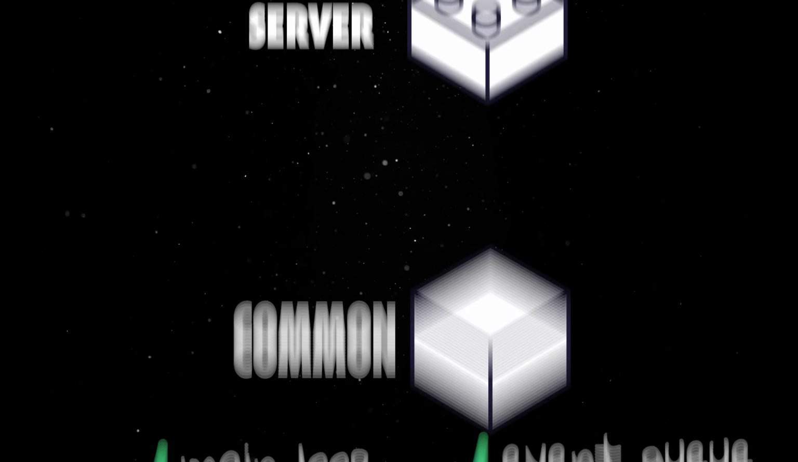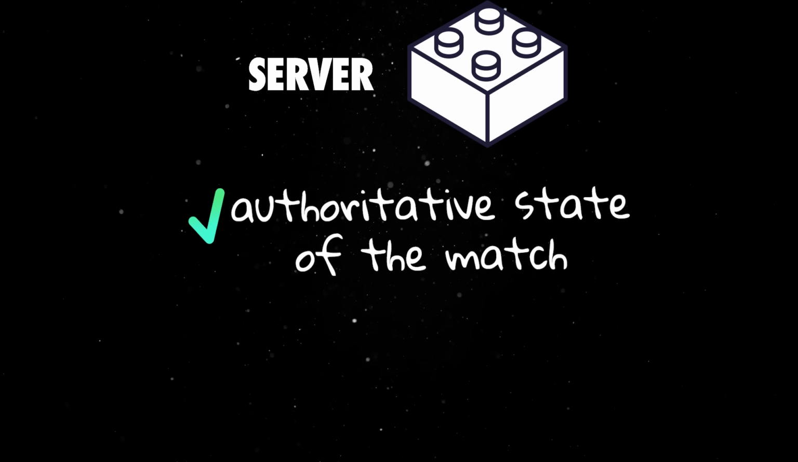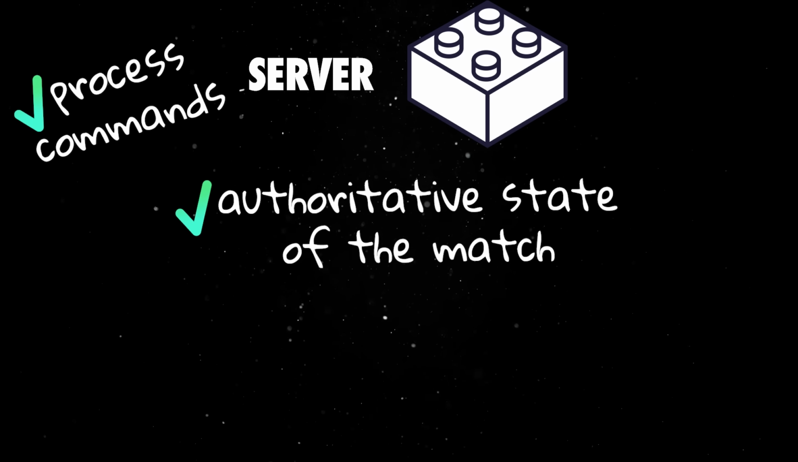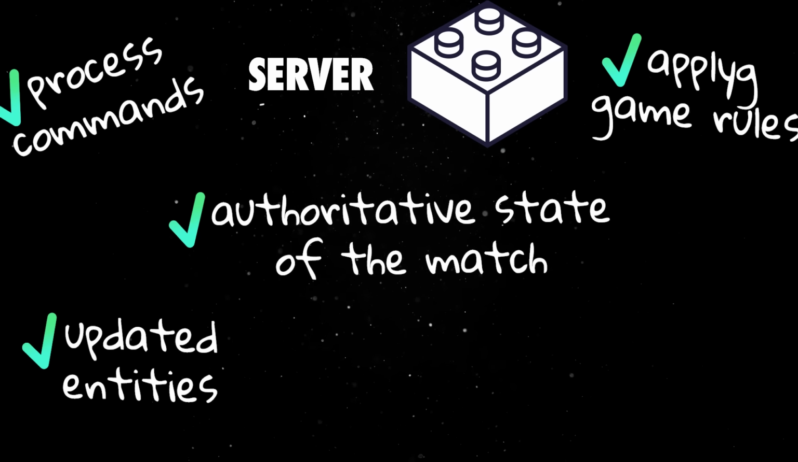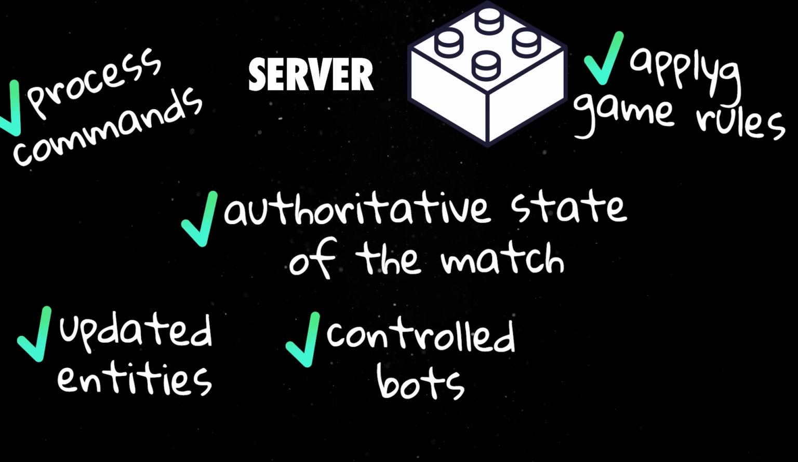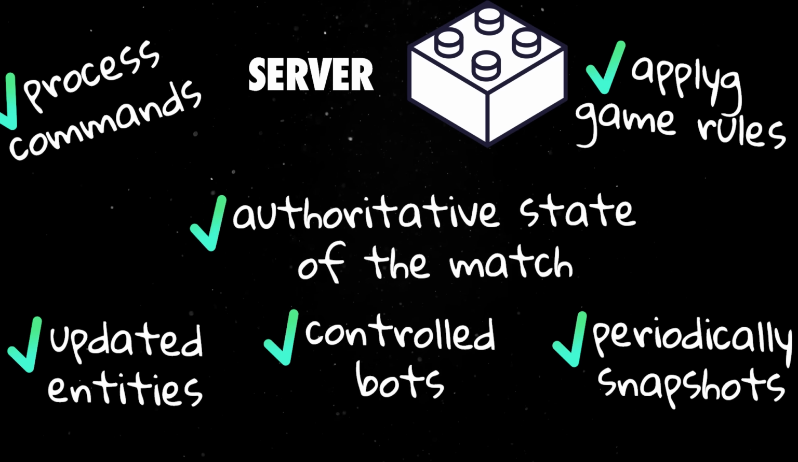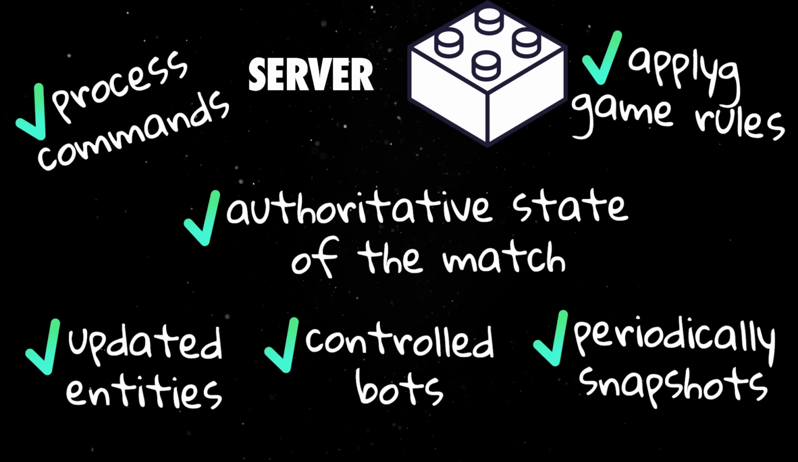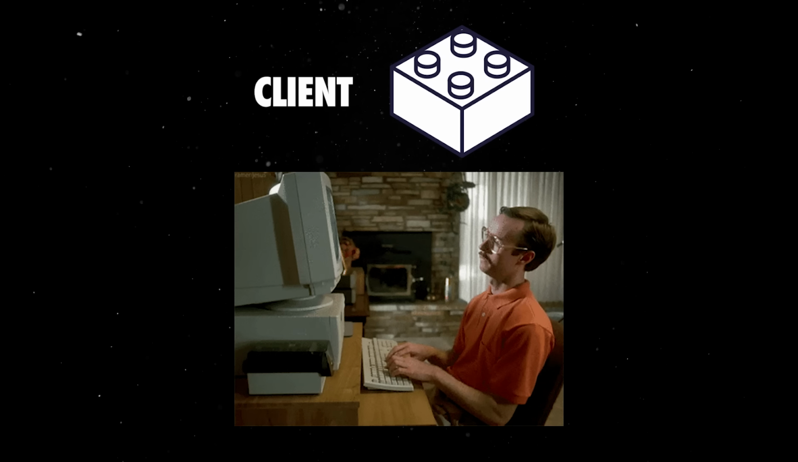On top of that, the server subsystem owned the authoritative state of the match, processed commands from every player, applied the game rules, updated entities, controlled bots through the bot library, and periodically sent snapshots of the world to every connected client. The client subsystem ran on the player's computer and handled the other half of the simulation.